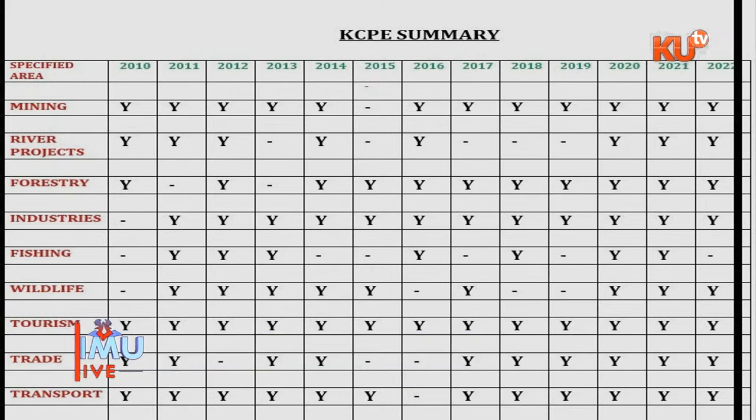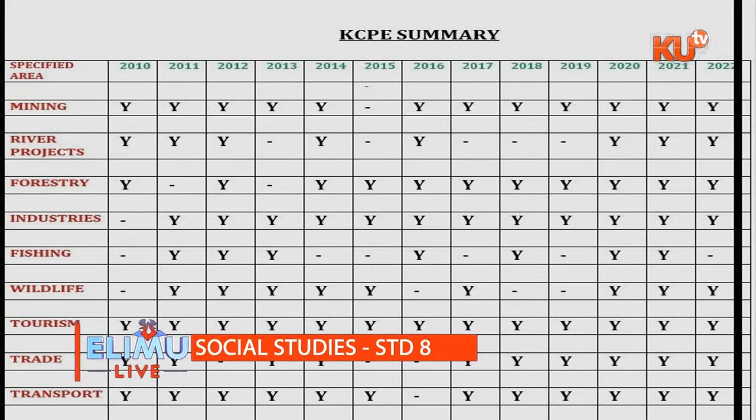Then 2020 to 2021 to 2022 it came. There is some relationship between 2017, 2018, 2019 where multi-purpose river project was not set. Then 2020, 2022 we have there. What does it tell about 2023? That's now a question for you.